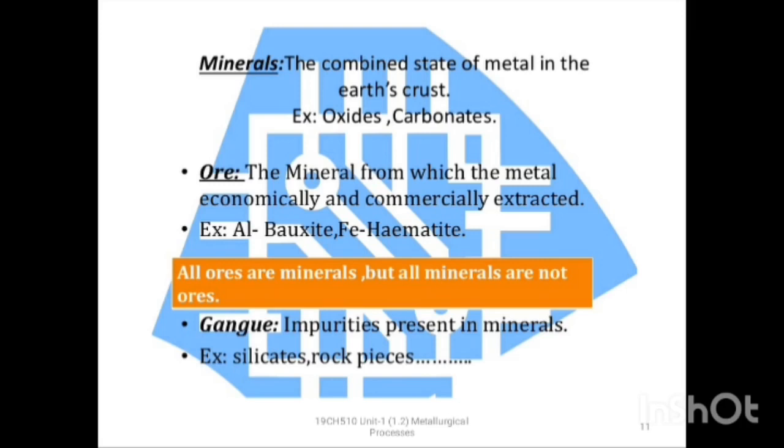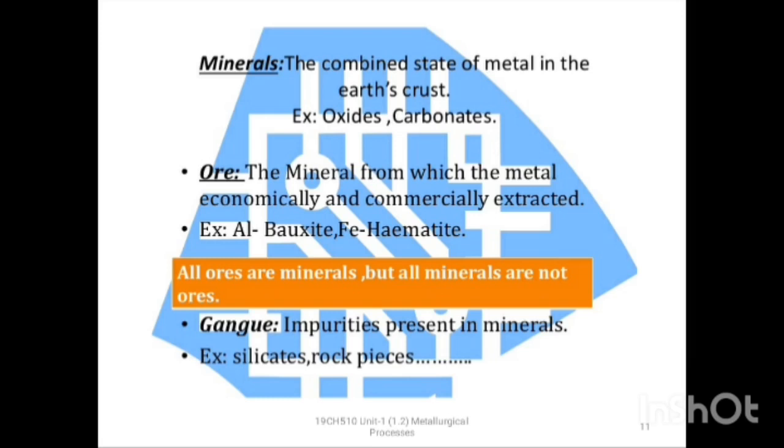So minerals, again, the combined state of metal in the earth crust is called minerals. Most of the cases the minerals are available in the form of oxides or carbonates. And ore is nothing but the mineral from which the metal is economically and commercially extracted. For example, for aluminium extraction, we can use the mineral bauxite as an ore, and for iron, we can use hematite as an ore. All ores are minerals, but all minerals are not ores.